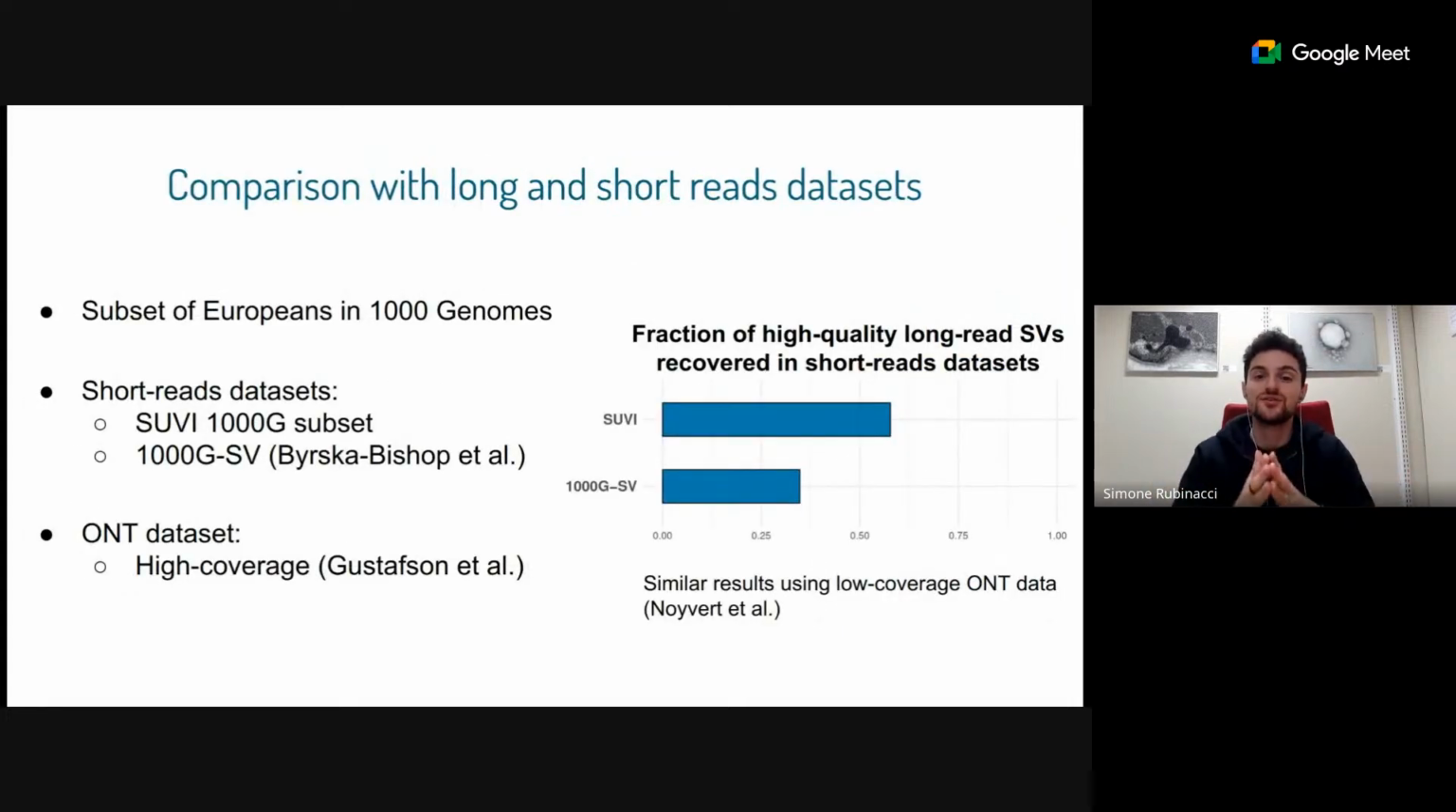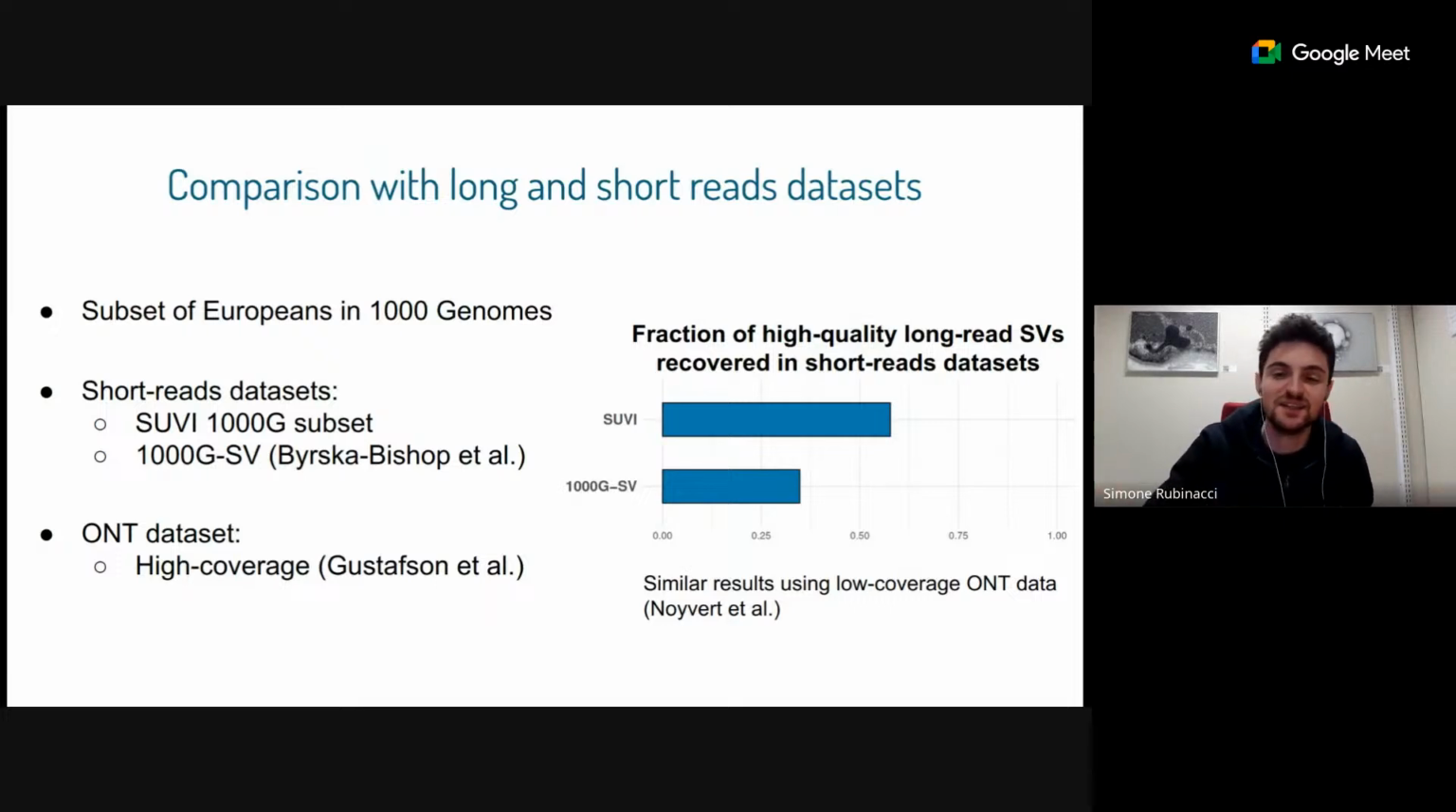In our analysis, we also included European individuals from the 1000 Genomes Project to compare our structural variant calls with the available short-read and long-read sequencing data. We used structural variants derived from long reads that are available for a subset of individuals, and we checked how well short-read methods, our SUVI approach but also what is available from 1000 Genomes using short reads, have been able to detect these high-quality structural variants. We found that our approach detected more high-quality structural variants than were available with 1000 Genomes.